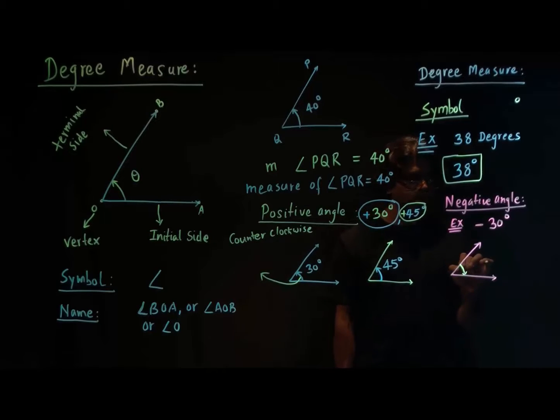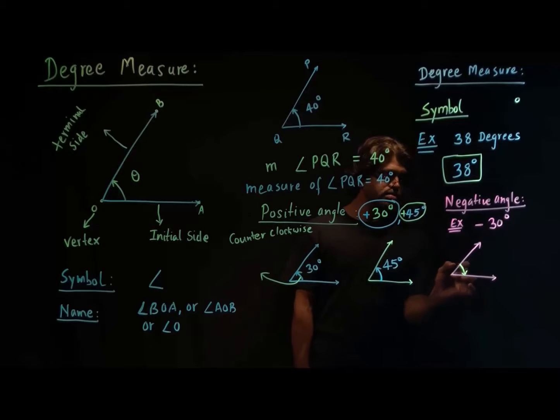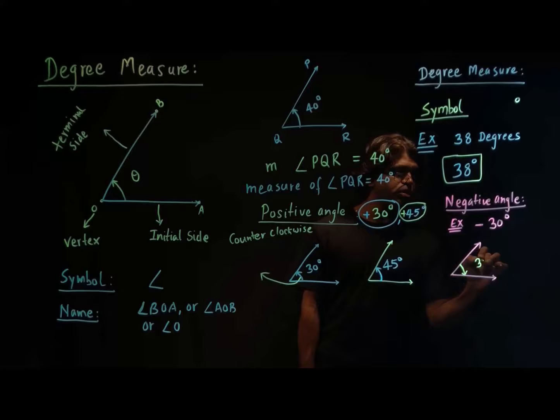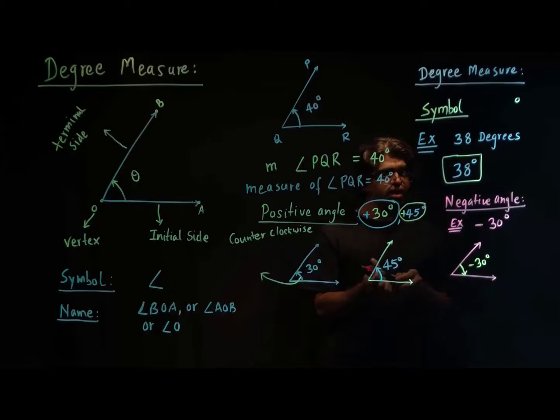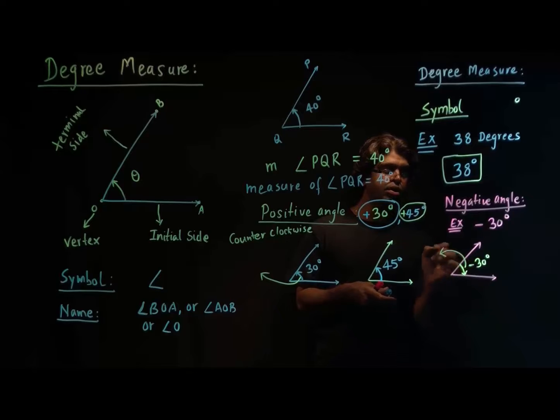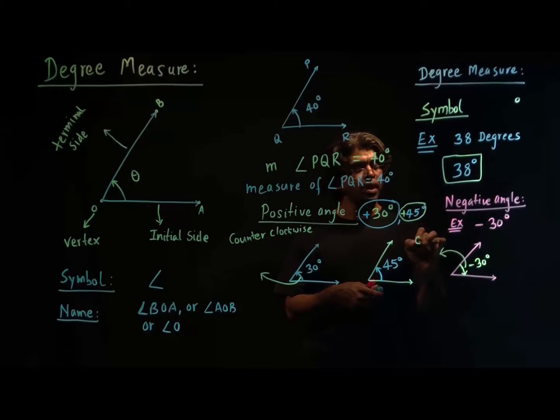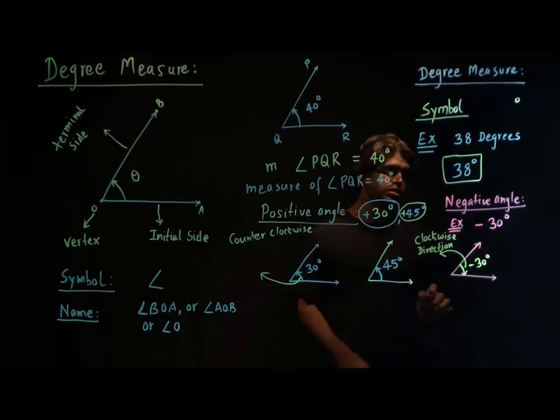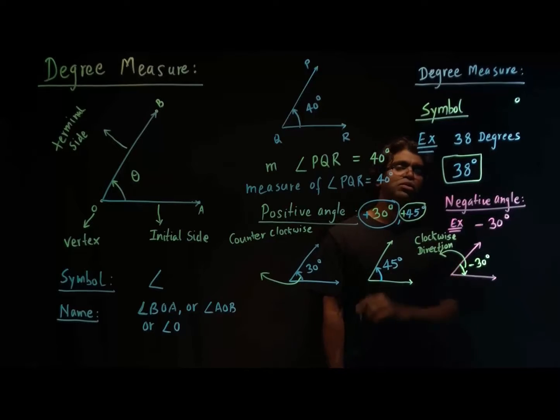Instead of drawing the angle counterclockwise, I will draw the angle clockwise. So look at this. This is basically my same 30 degrees, right? But with a negative sign. And the reason this angle is negative is because look at this arrow. This arrow is moving in a clockwise direction. So this angle is negative 30 degrees.